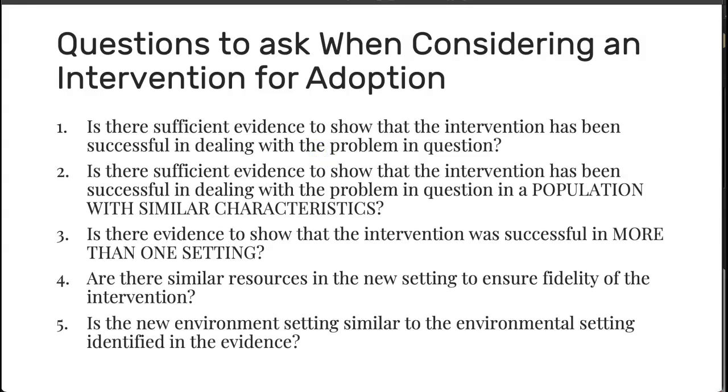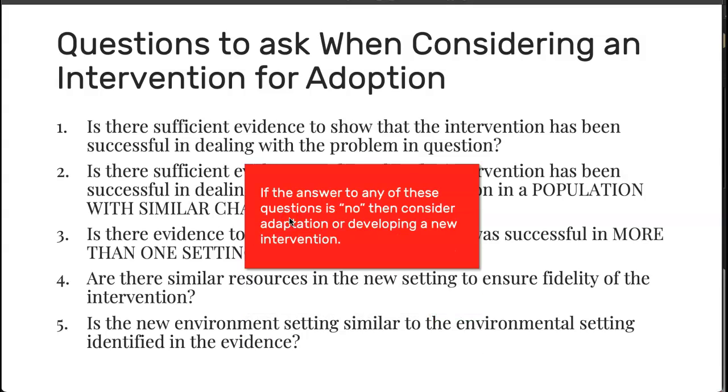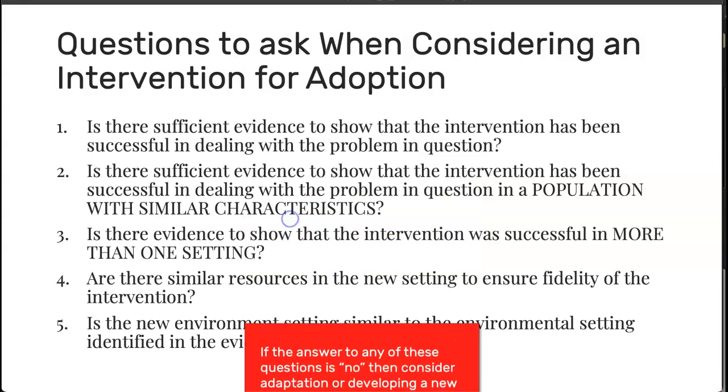And then fifth, is the new environmental setting similar to the environmental setting defining the evidence? So basically, is the overall environment similar? If you can answer yes to all those questions pretty definitively, then you can adopt. However, if any of the answers to these questions is no, then you're going to have to consider either adapting or developing a new intervention.